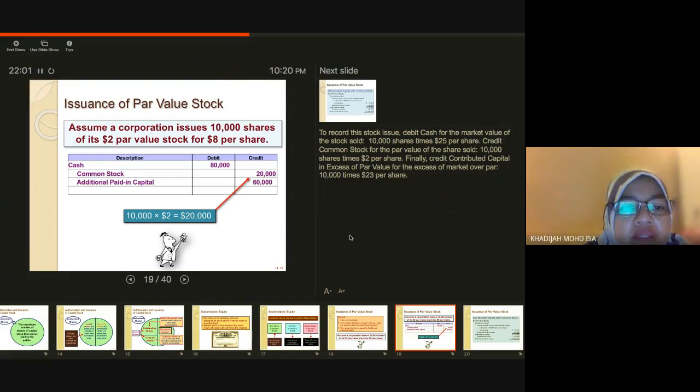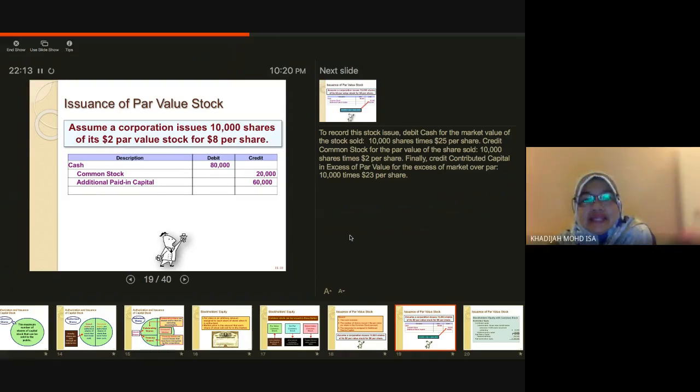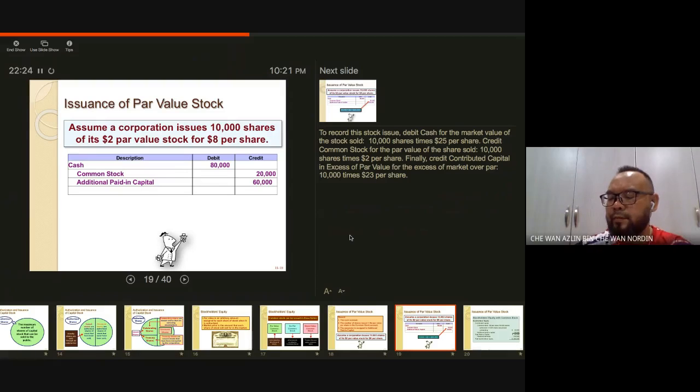What does this show? Debit cash 80,000, credit common stock or share capital 20,000. Why 20,000? The par value is $2 times 10,000. The difference is the additional paid-in capital. You can put a note that sometimes we call this the share premium, because that's the additional value of the stock. The share premium will only be part of the share capital, so you will have share capital and share premium. This is when shares are issued at a premium.